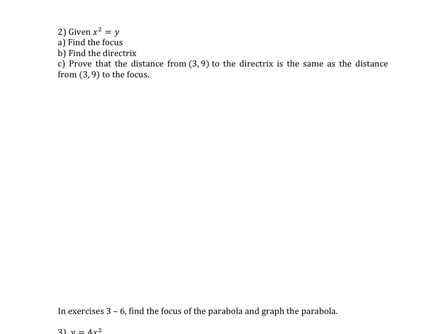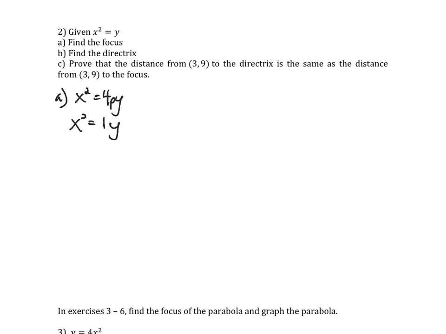Okay, hopefully you paused it, and hopefully you've got something. Let's see if you get the same thing I get. So it says find the focus, and I know the focus really is the p-value at this point. So I know in general my equation would be x squared equals 4py. That's just your general equation for a vertical parabola. And I know in this case, the specific equation is x squared equals y. And really I could write 1y if I wanted to, right?